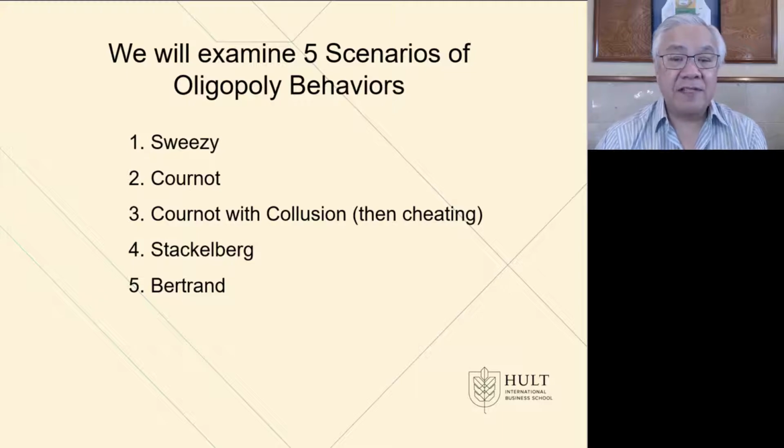We're going to examine 5 scenarios of different types of oligopolies in this chapter. The Sweezy, the Cournot with collusion and cheating, and then the Stackelberg, and then end with Bertrand.